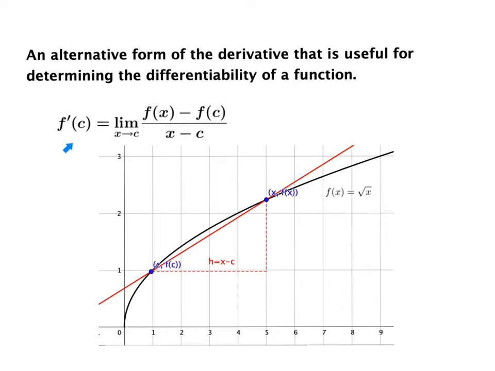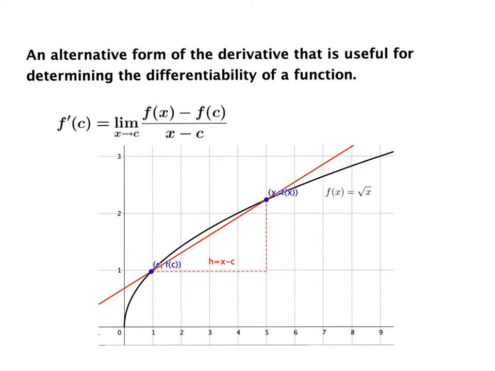So we can say if we know the value of x, c is a constant, that the derivative at x equals c is equal to the limit, and in this case, instead of h going to 0 or change of x going to 0, we're sending x towards c, which brings the points closer together.